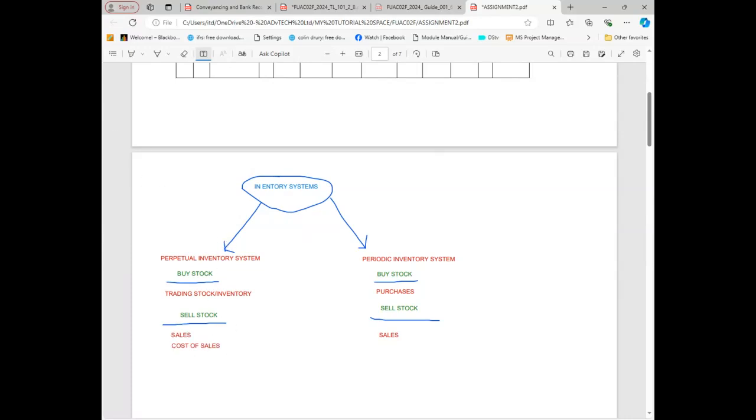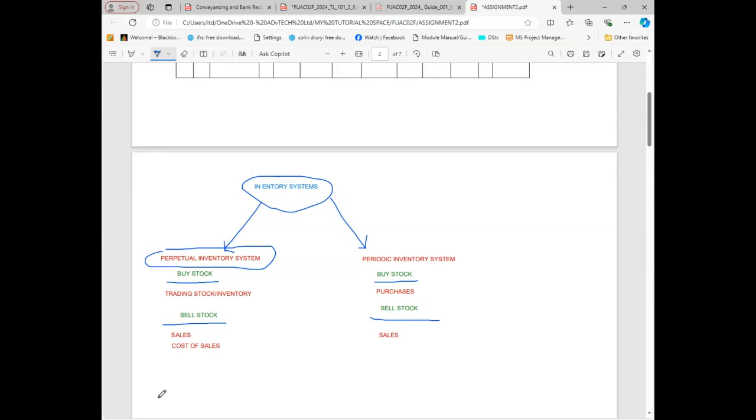So under perpetual, they say every time you sell stock, you must at the same time show the cost of that sale. For example, I sold something for 600, that is my sale. I must also show how much I bought it for, the cost when I bought it. So I must show the cost and the sale at the same time. Are you okay with me so far?